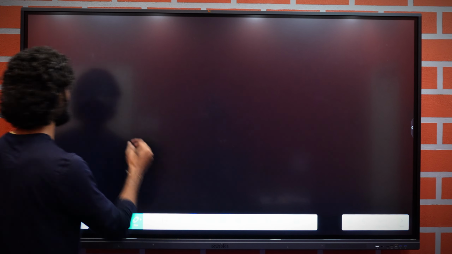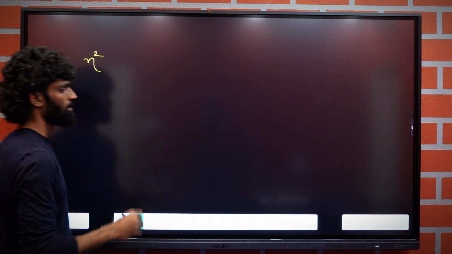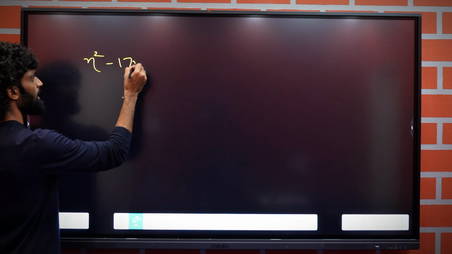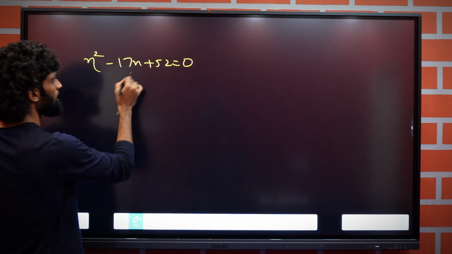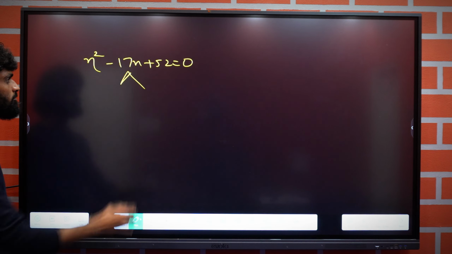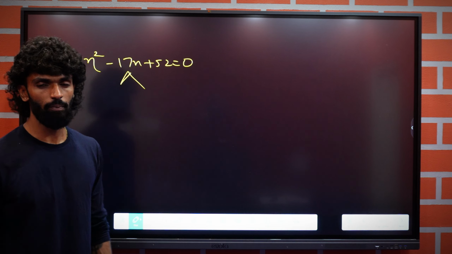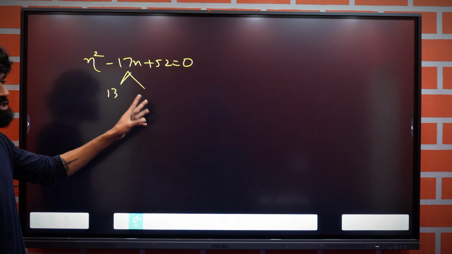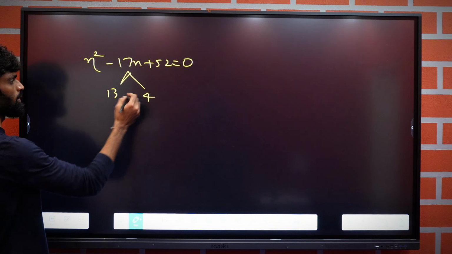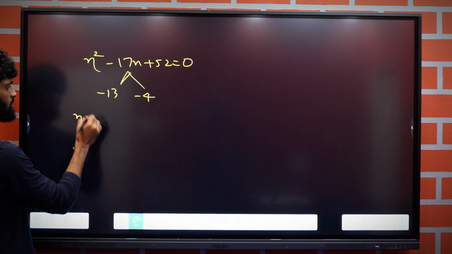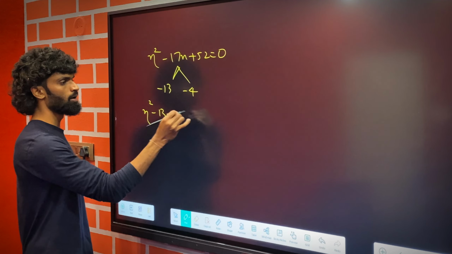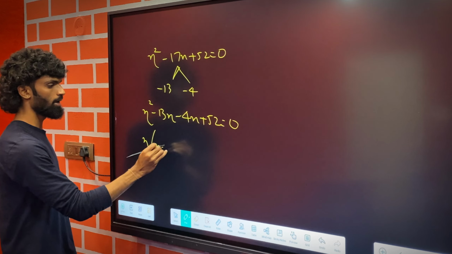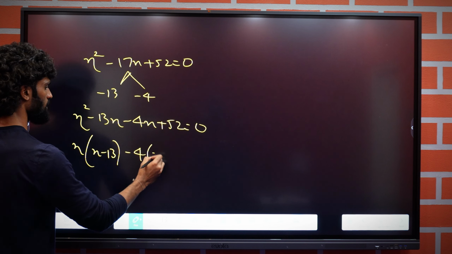How? Split the term. So it becomes n square minus 17n plus 52 equals 0. The split here, obviously, 52 is always divisible by 13. So I'll write 13 first and then think. 13 into, plus or minus what gives you 17? 4. Now I'll adjust the signs. 13 and 4 are the factors. So n square minus 13n minus 4n plus 52 equals 0. So it becomes (n minus 13) (n minus 4).